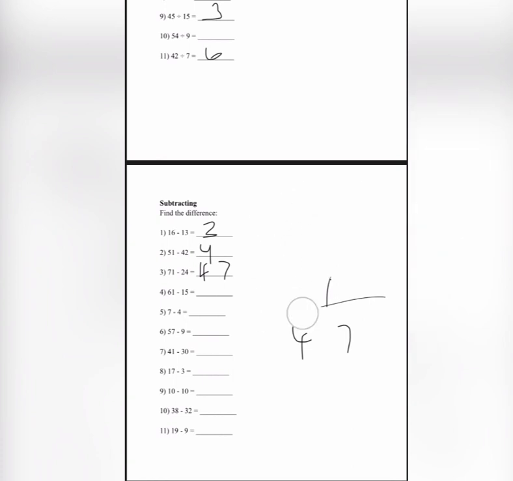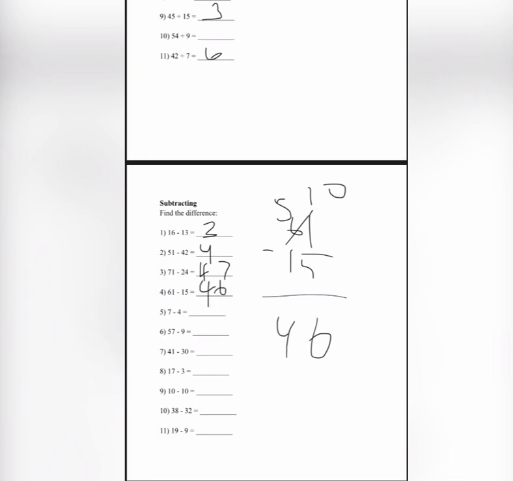Let's do number 4. The question is 61 minus 15. Make 5 and give 10. And 11 minus 5 is 6. And 5 minus 1 is 4. And number 4 answer is 46.